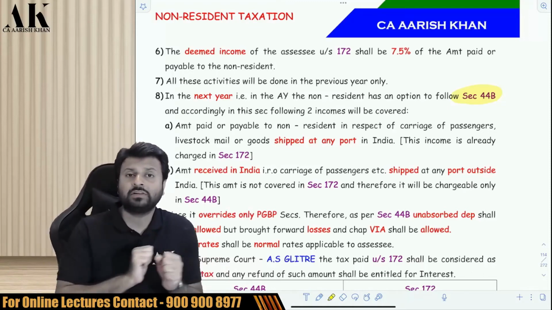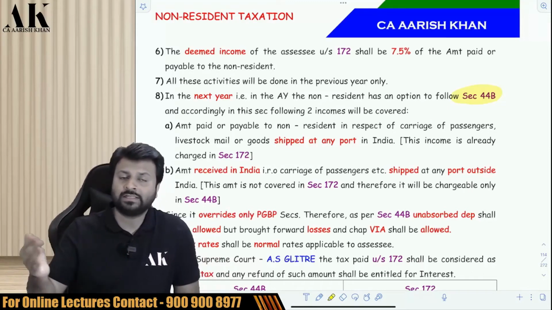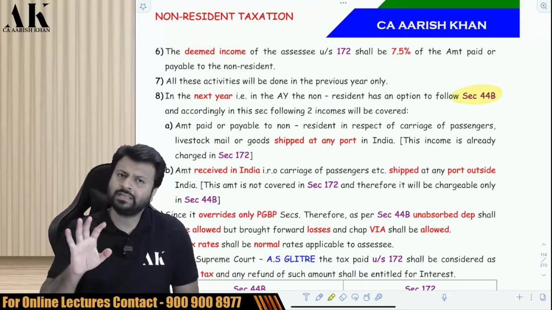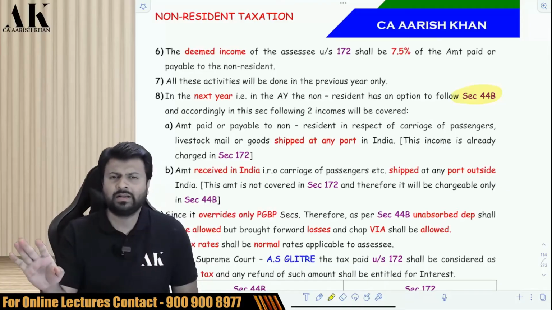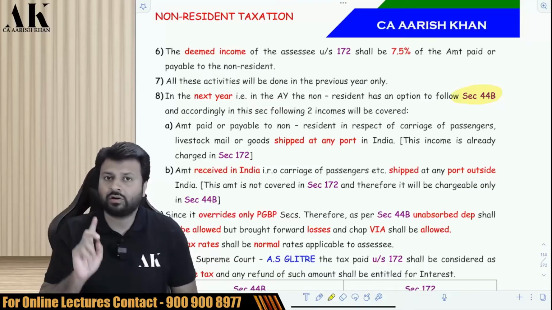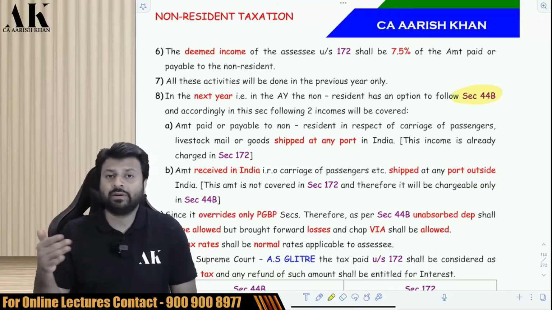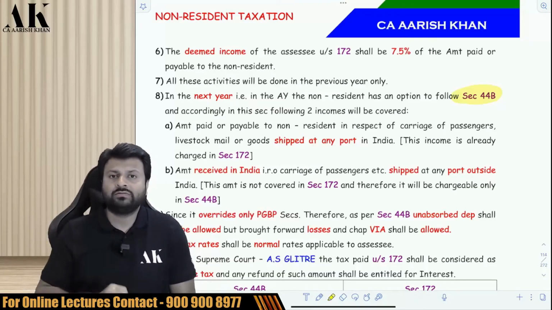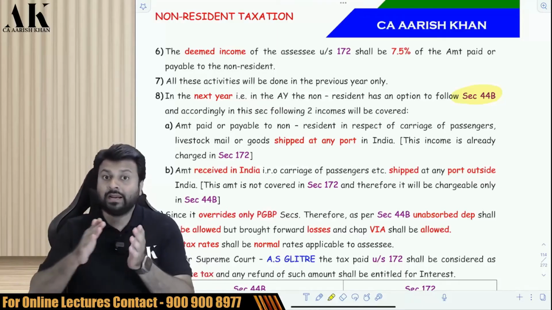Now what are the benefits of coming under 44B? You can file the return under 44B and show the income as 7.5%. No PGBP deductions will be allowed even in 44B, but you will get the Chapter 6A deduction, you will get the losses deduction, and you will also get the benefit of slab rates over here, because of which what will happen?